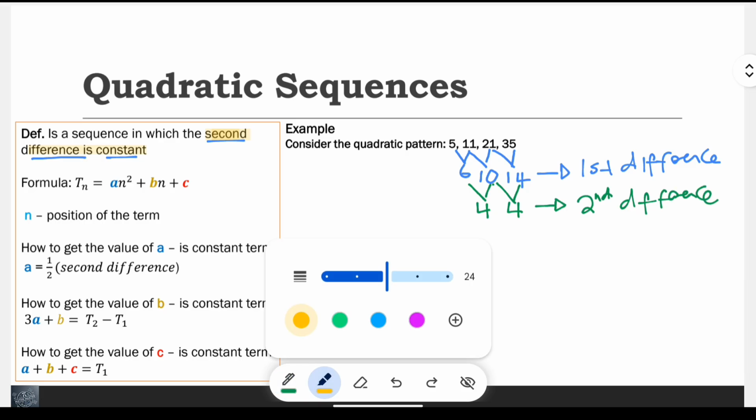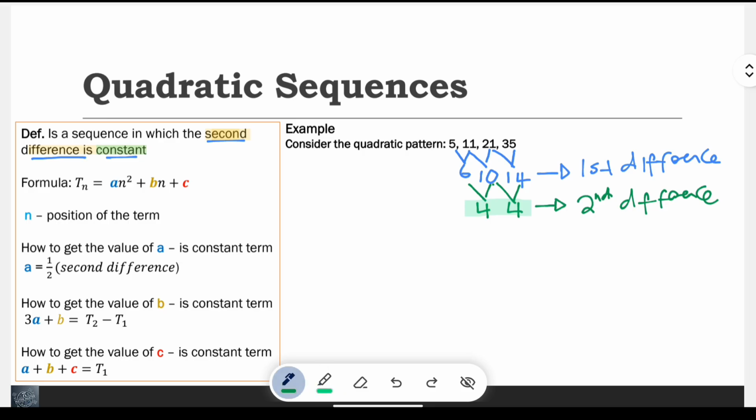Why? Because our second difference, which is this, is constant as defined up there. So now we can conclude, and we're confident that the second difference is constant. Thus, it's a quadratic equation. Okay. So now let's explain the formula.